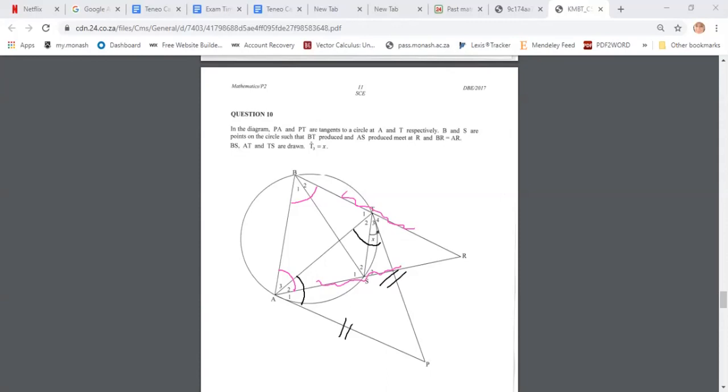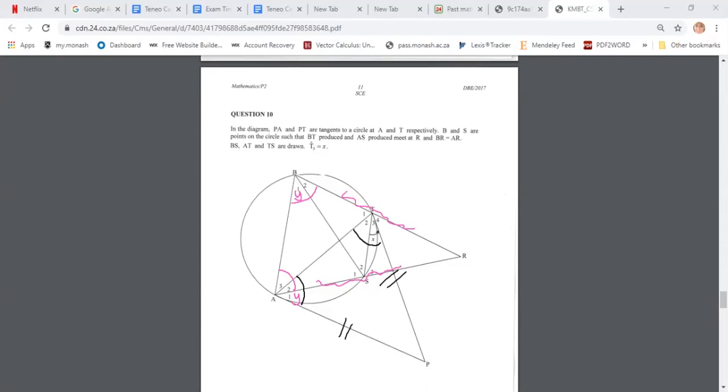The angle between the tangent and the chord, y, is equal to the opposite one. So not along this line. This angle is off this line, opposite the chord. That's why it's called the tan chord theorem. This chord subtends that angle. So those two are equal to each other.